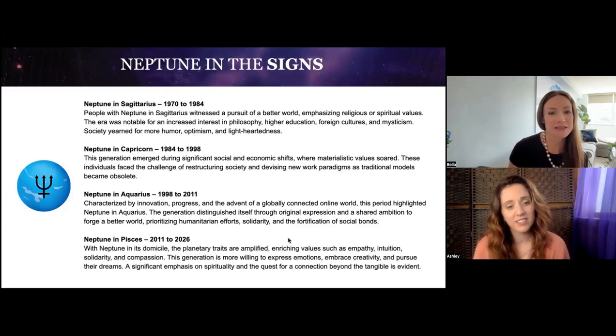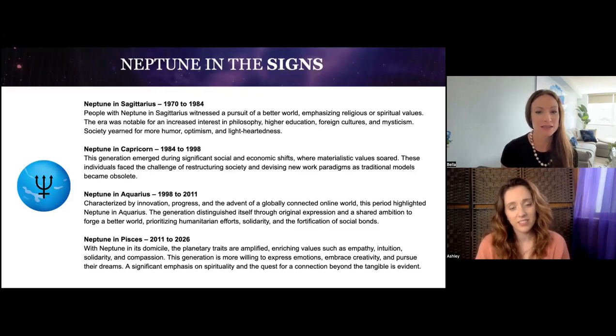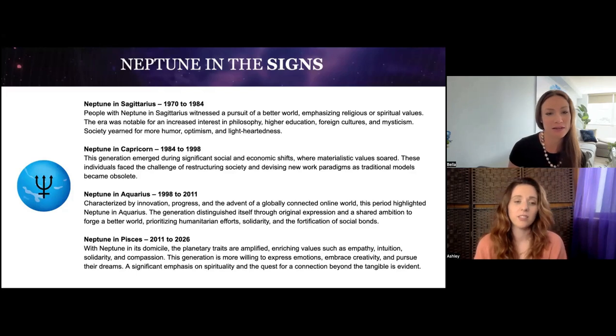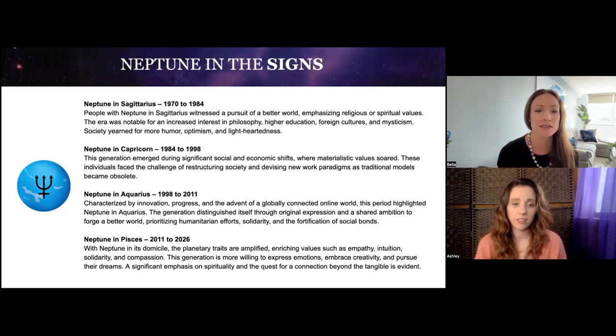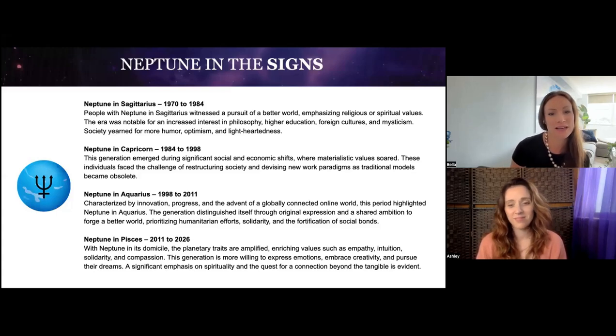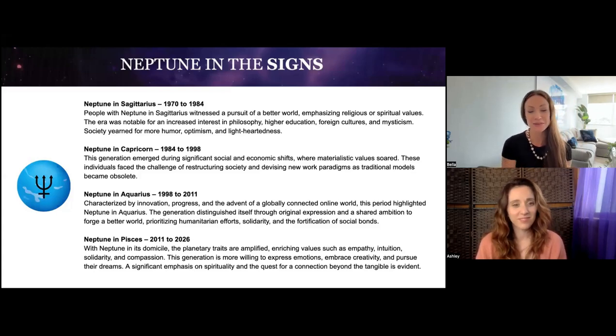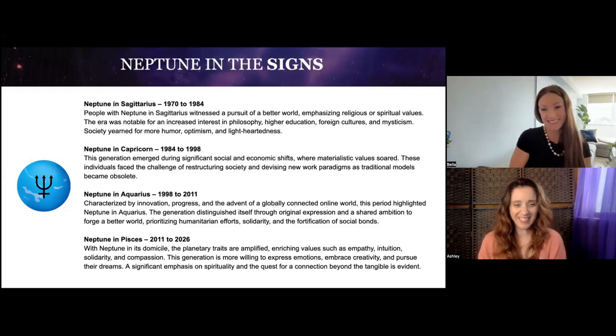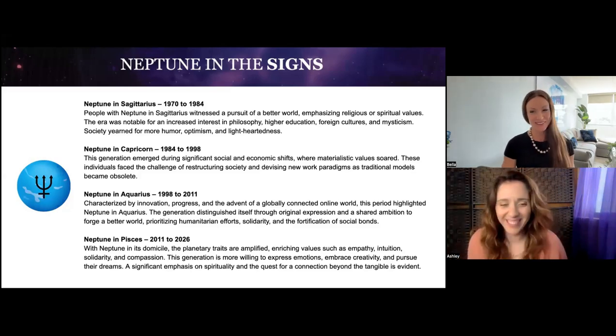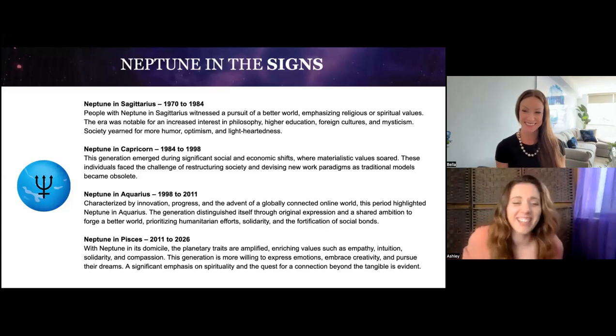With Neptune in its domicile, the planetary traits are amplified, enriching values such as empathy, intuition, solidarity, and compassion. This generation is more willing to express emotion, embrace creativity, and pursue their dreams. A significant emphasis on spirituality and the quest for a connection beyond the tangible is evident. Ooh, I love it. I get chills. These are the children of the new world. Oh, I like it.